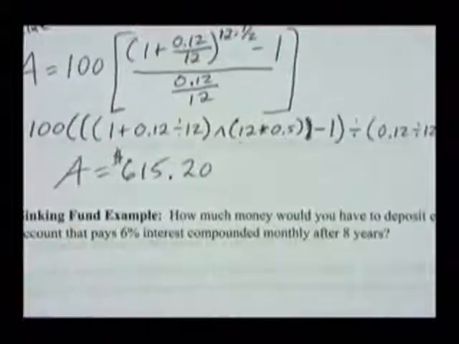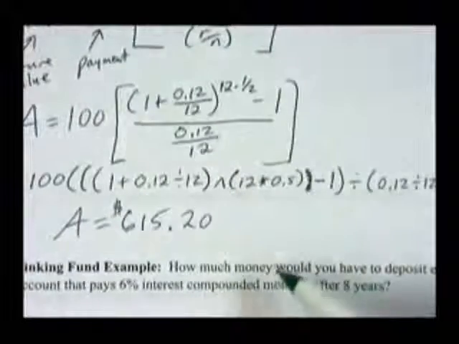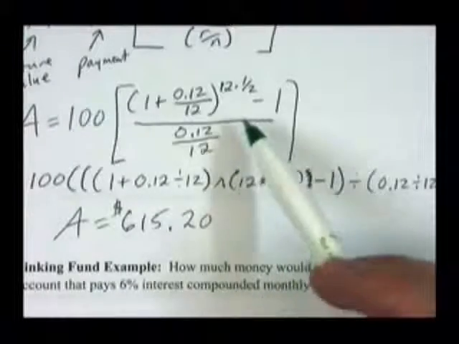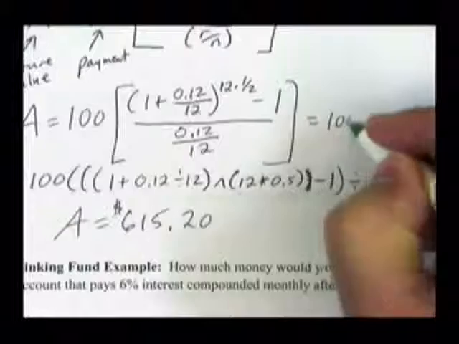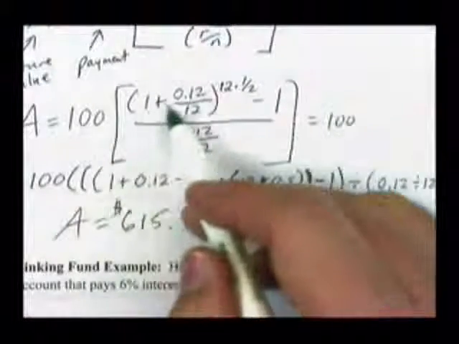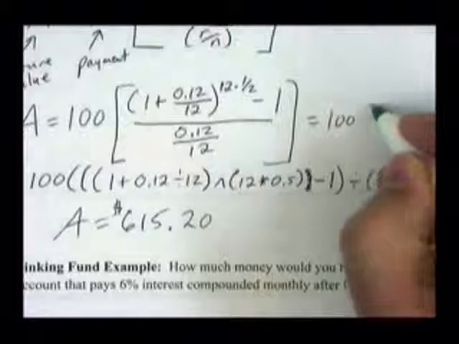Okay, so you can do it this way. Yuck. You could do it using the formula. Pretty much yuck. And notice you could simplify this formula if you wanted to. You could have 100. 1 plus 0.12 divided by 12. We did that up above. That was 1.01.